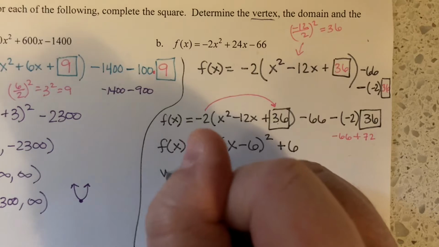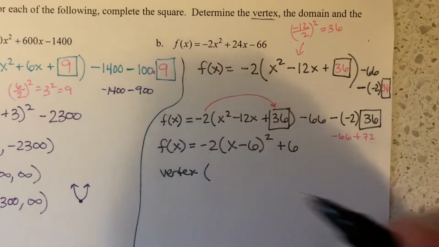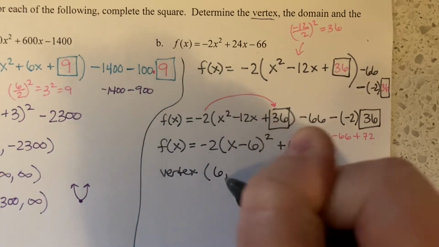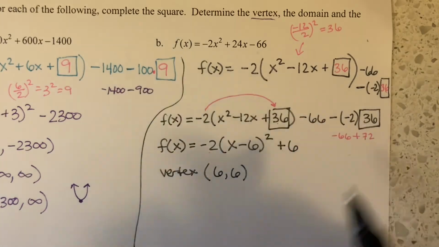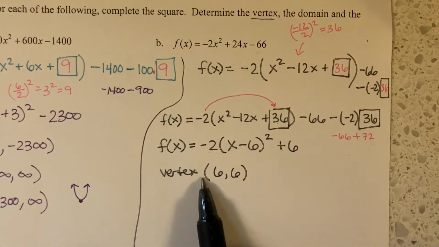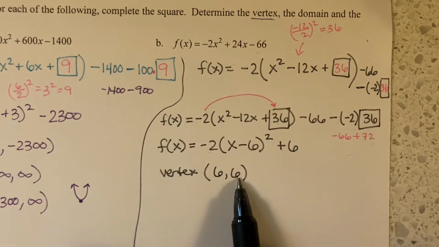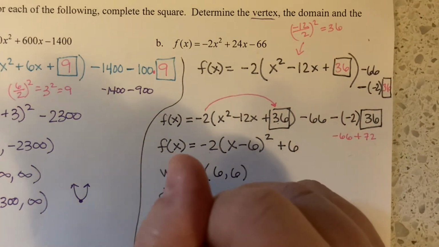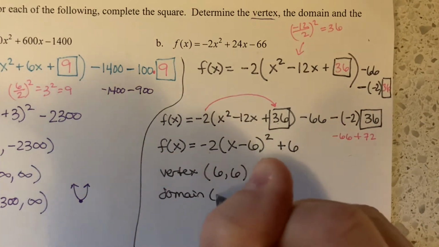So the vertex of this is the point (6, 6), because with x, it's the opposite sign, and with y, it's the same sign. Domain is negative infinity to infinity.